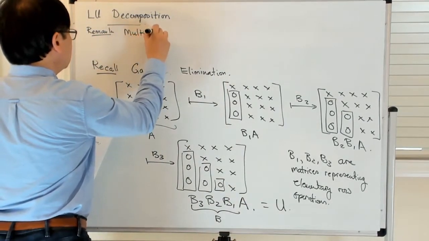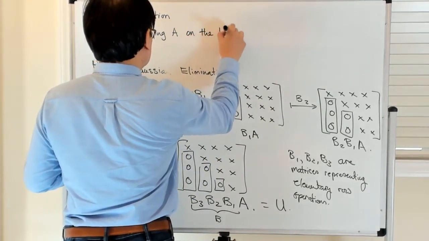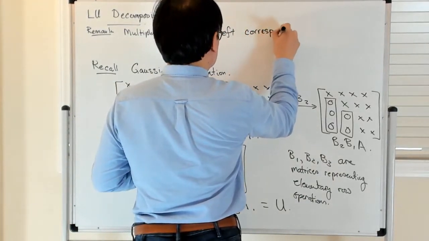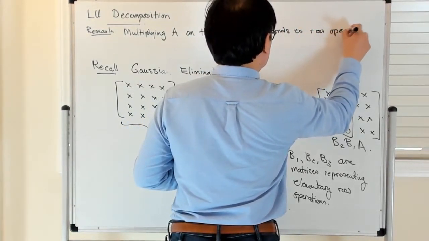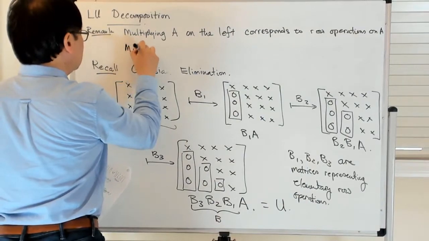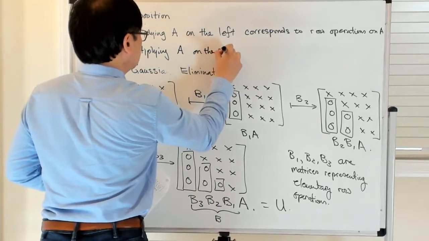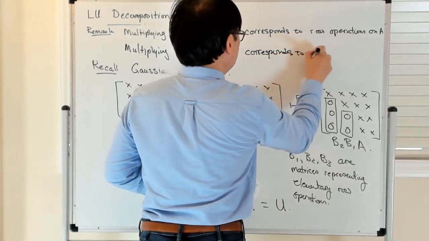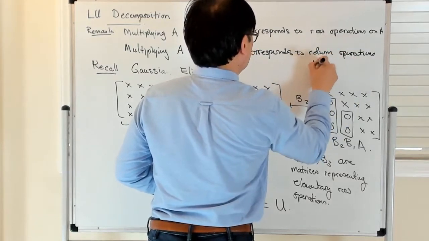Multiplying A on the left corresponds to row operations on A, and then multiplying A on the right corresponds to column operations on A. Okay, all right.